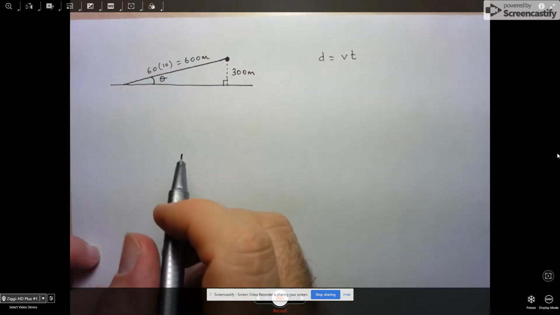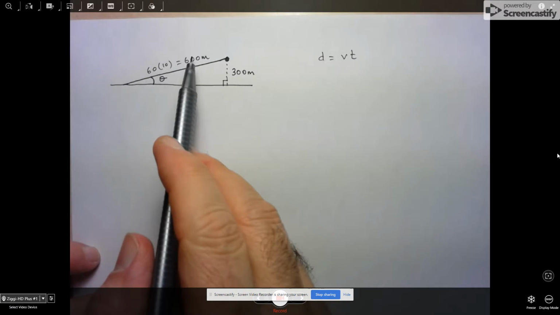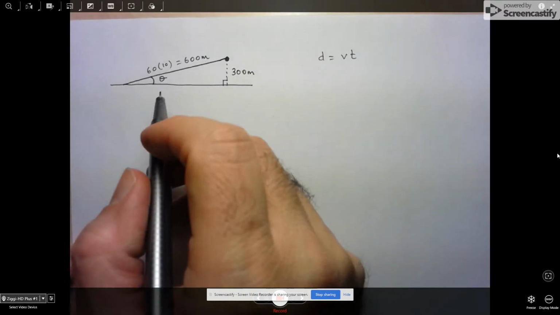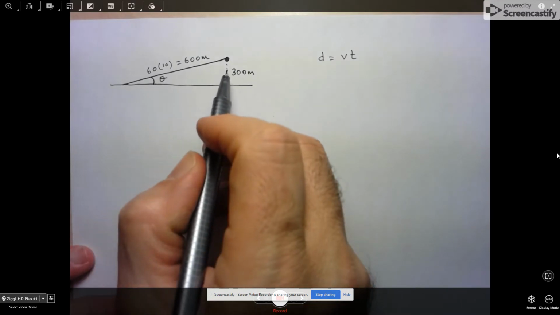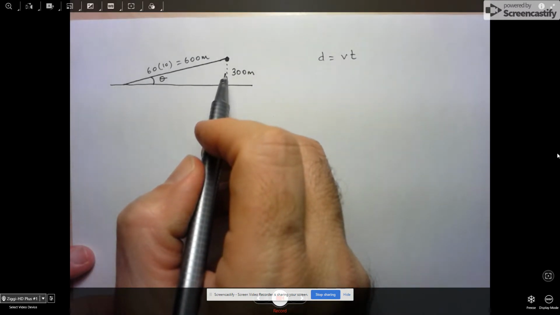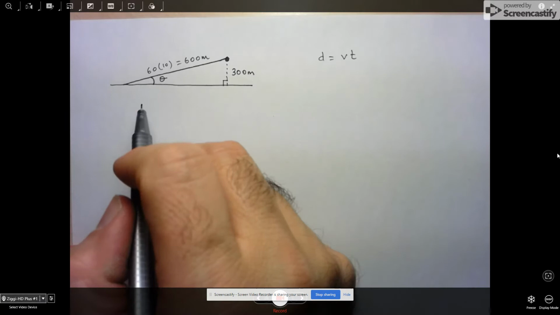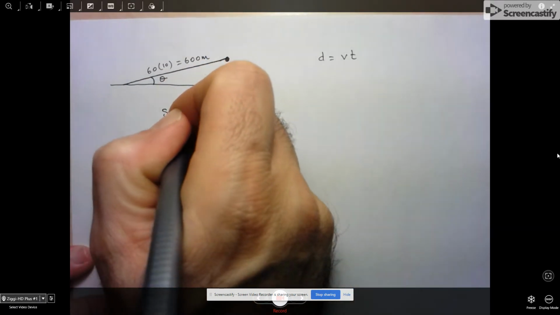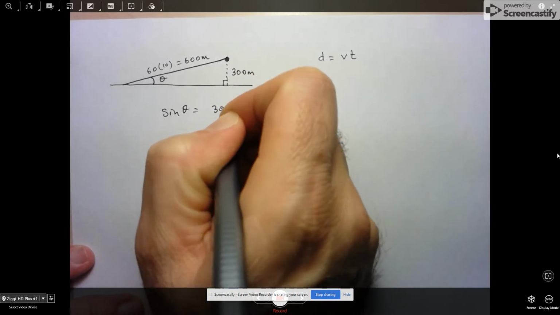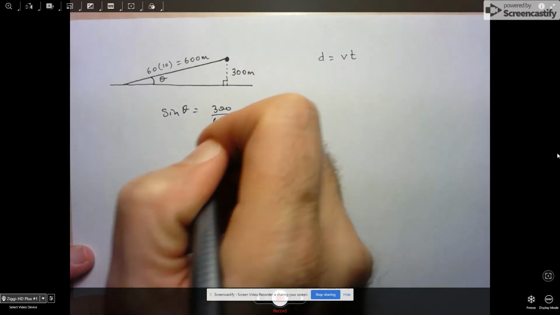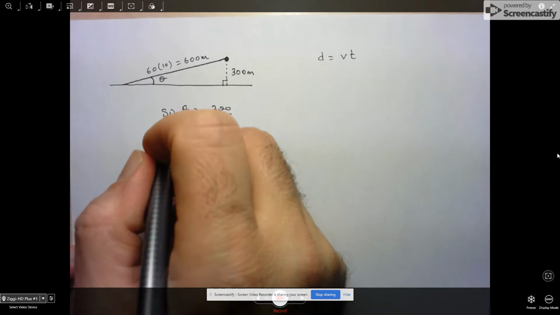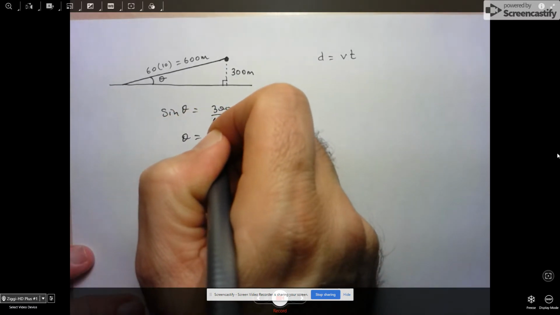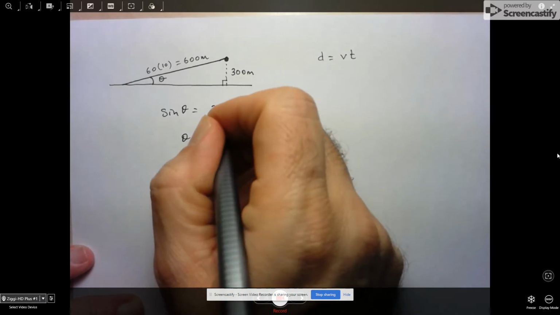So here we see that we've got a right angle triangle with two side lengths, and that's enough to solve for whatever we like. So in this case here, since I've got the opposite to theta and I have the hypotenuse of the triangle, I'm going to use sine. So we can just write a nice simple equation. Sine of theta is equal to 300 over 600. And so theta, in order, what's the opposite operation of sine? It's inverse sine, inverse sine of 300 over 600.